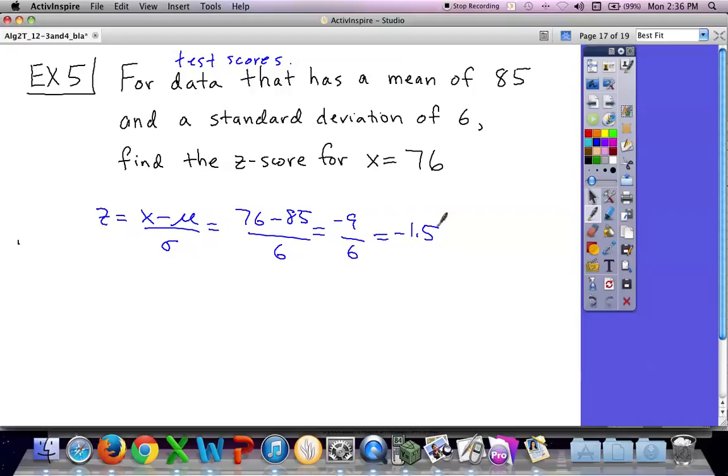Okay? If that was test scores, is it good that you've got a negative z-score? No. Not good. Right? So that's how you do z-scores.